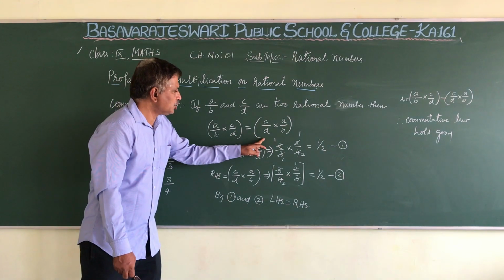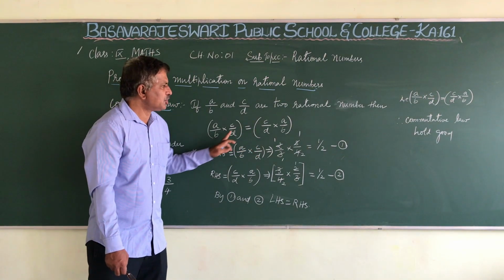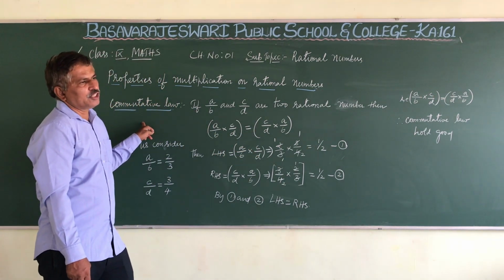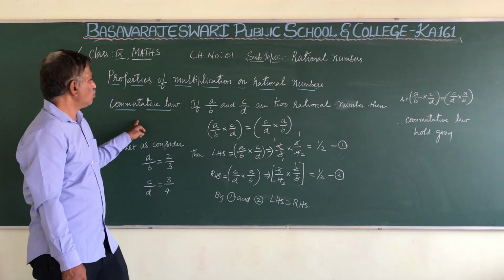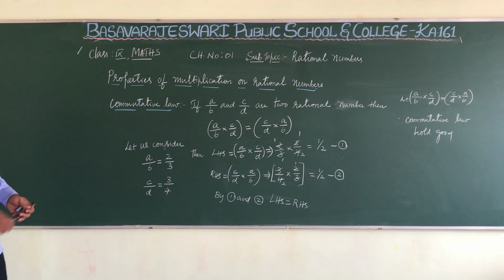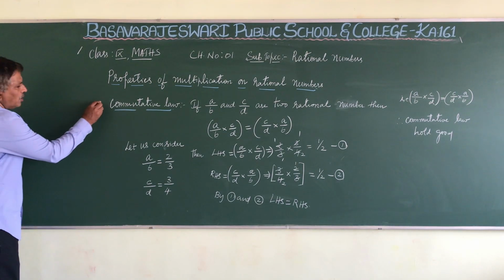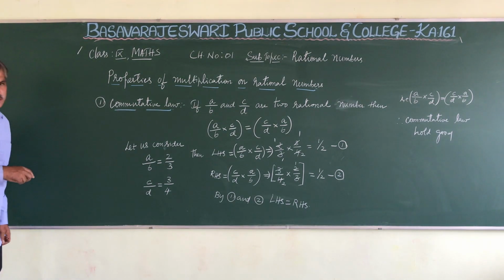That means these two are equal. Since these two are equal, definitely the commutative law holds good or satisfies. So note down, this is the first property of multiplication on rational numbers.